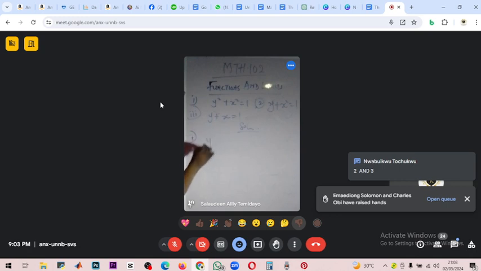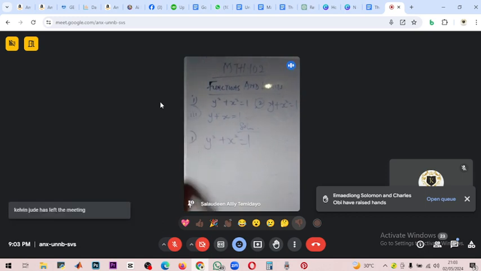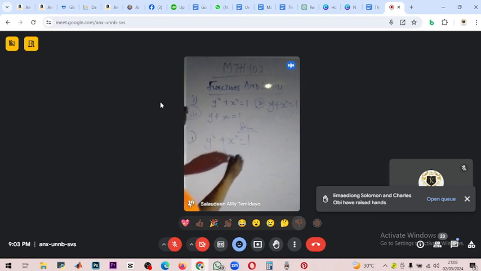One, let's determine if y squared plus x squared equals 1 makes y a function of x. To determine if y is a function of x, you have to make y the subject of the formula. How do we go about that? We say y squared equals 1 minus x squared.